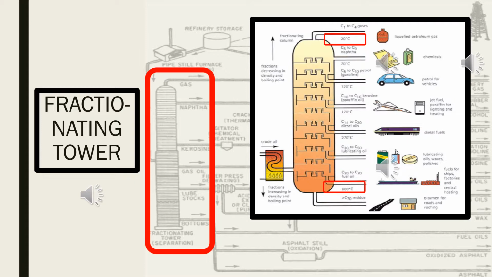Small molecules of low boiling points are very volatile, and flow easily, ignite easily, and evaporate easily, and are collected from the top parts of the column, whilst larger heavy molecules of higher boiling points are not very volatile, do not flow easily, do not ignite easily, and do not evaporate easily, and are collected from the lower sections of the distillation column.